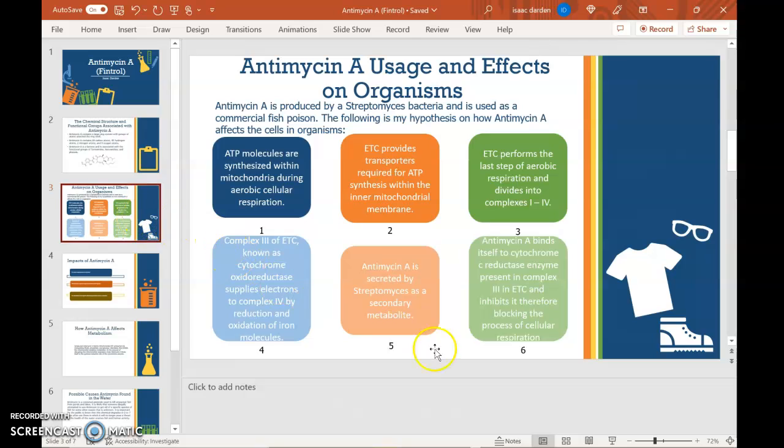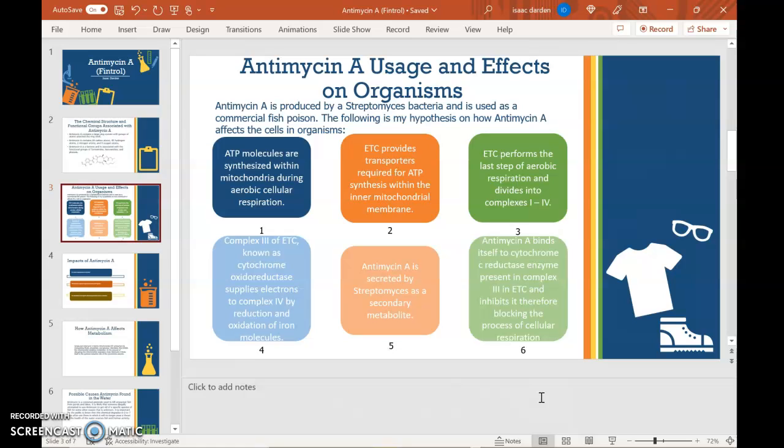So secondly, we'll talk about the usage of antimycin A and the effects that it has on organisms. Antimycin A is produced by Streptomyces bacteria and is used as a commercial fish poison. And the following is my hypothesis on how antimycin A affects the cells in organisms.